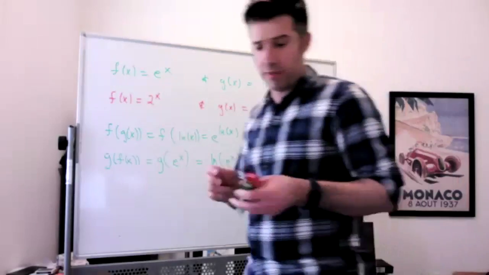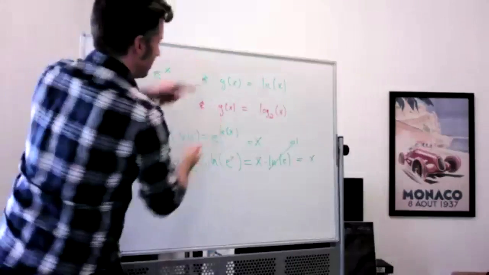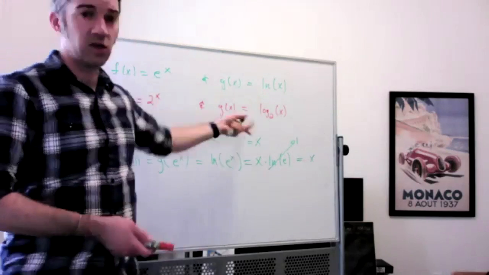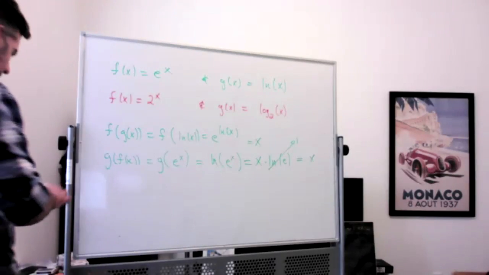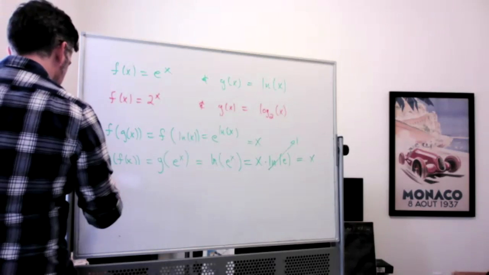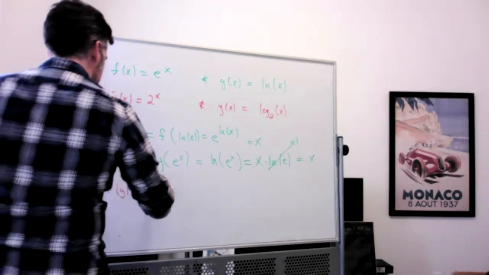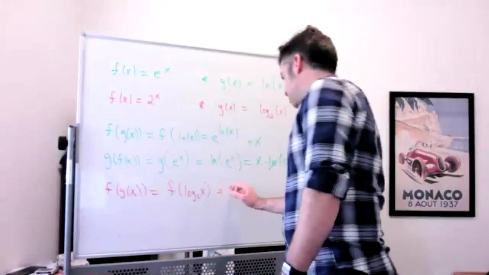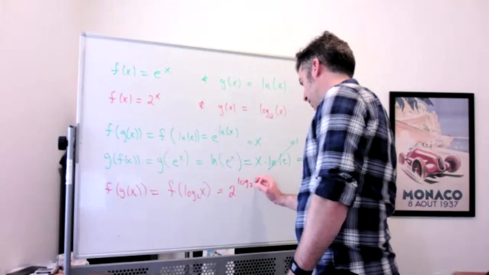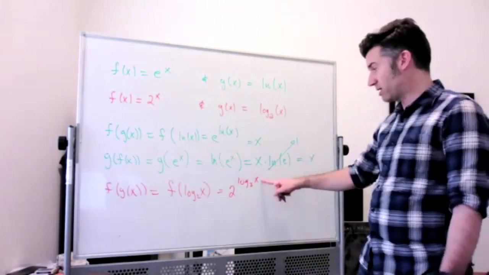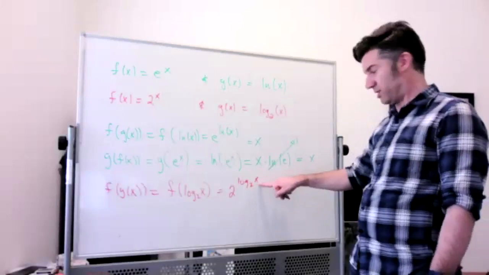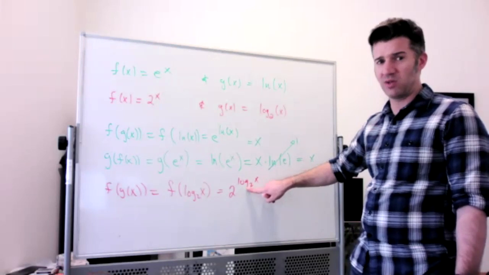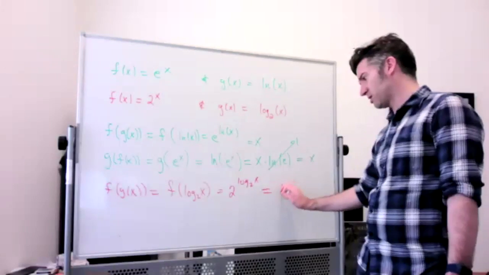Same thing is true if you change the base, right? These are really the same statements. It's just that here the base is e for the green ones, and here the base is 2 for the red ones. We can say the same exact stuff. That f of g of x is f of log base 2 of x, which is 2 to the log base 2 of x. And so whatever x is, you're saying 2 to some power equals x, and if you raise 2 to that power, you get x. Well, then you're going to get x.